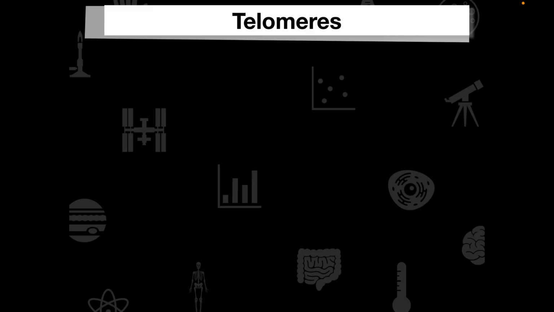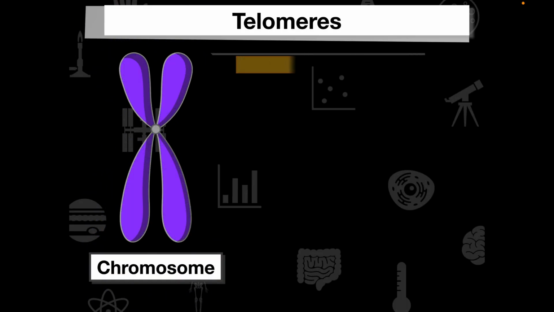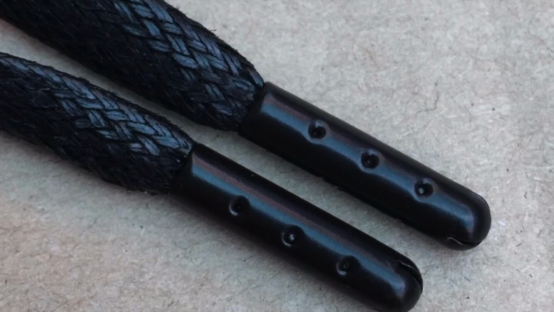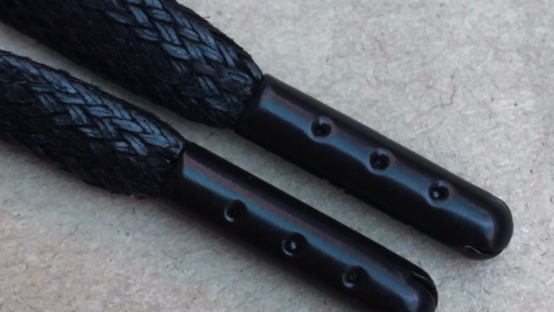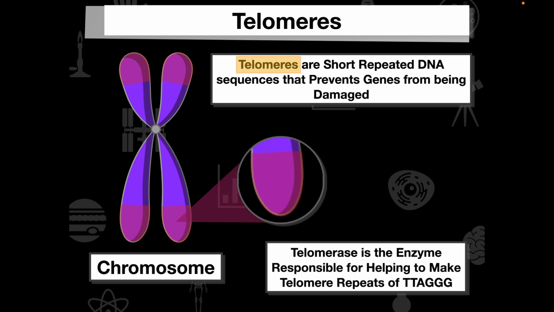Now, lastly, what we need to discuss are telomeres along chromosomes. A telomere is a short repeated DNA sequence that prevents genes from being damaged. They're at the tips of the chromosome. You can think of them like aglets, that little plastic piece along your shoelace. There's an enzyme called telomerase, and it's responsible for helping make the telomere in these repeated segments of TAGGG. And again, this is going to prevent gene damage.